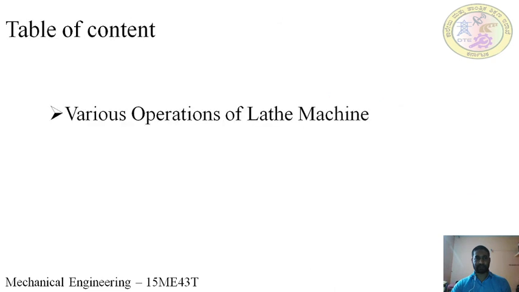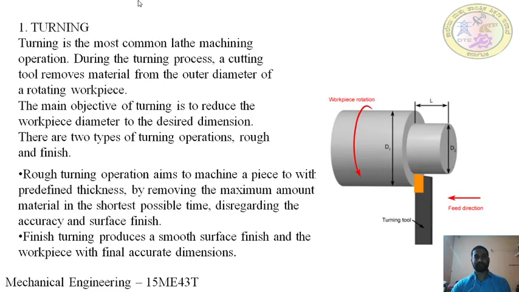The various operations performed by the lathe: first is turning. This is the most important operation performed by the lathe machine. The lathe machine is mainly intended to produce the turning operation. In turning, the workpiece is held in the chuck and given rotation, and the tool is fed perpendicular to the axis of rotation and moved across the length of the workpiece so that it removes the outer diameter of the workpiece.